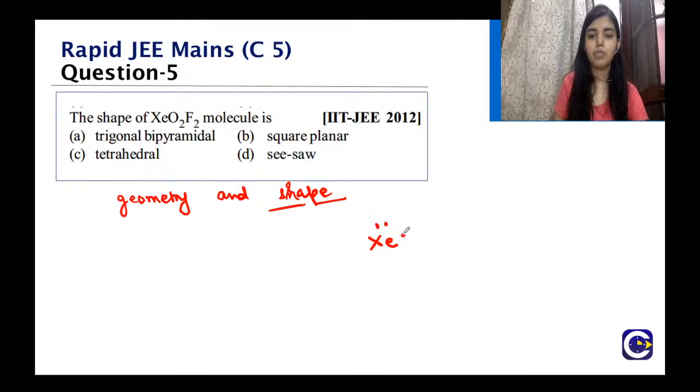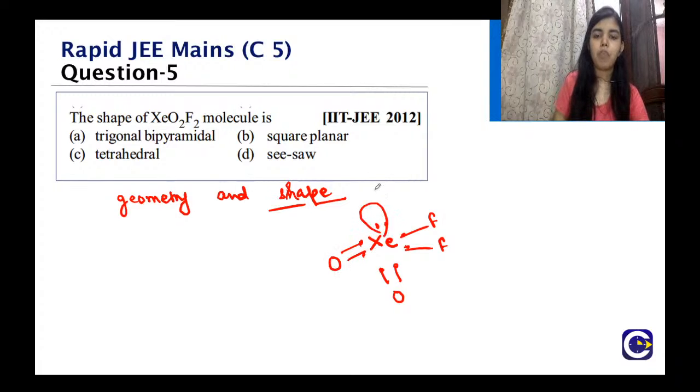8. 1, 2, 3, 4, 5, 6, 7, 8. Fluorine forms single bond, 1, 2. Oxygen forms double bond, O, and 1 lone pair. So how many? 1, 2, 3, 4, 5. That means trigonal bipyramidal structure. So the lone pair is always on the equatorial side according to Bent's rule, right?